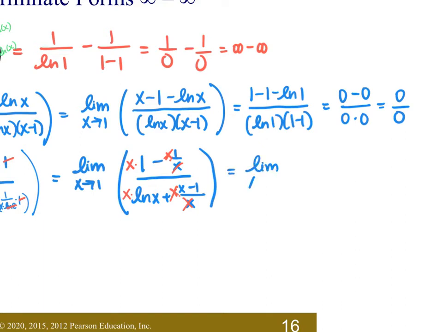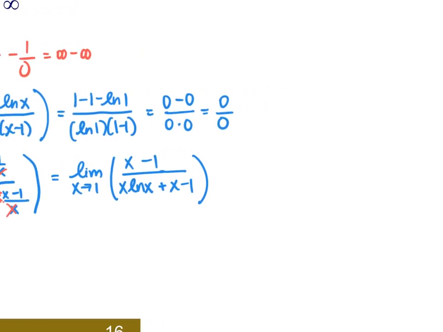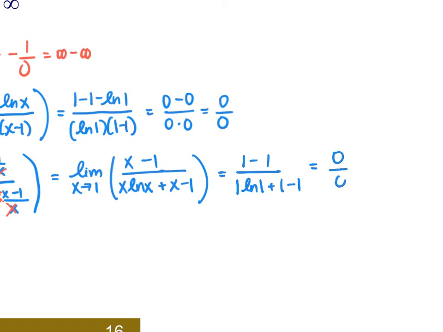and we're going to have the limit as x approaches 1 of x minus 1 over x ln x plus x minus 1. We'll plug 1 in here. That will give me 1 minus 1 over 1 times ln 1 plus 1 minus 1. 0 over 0 again. Oh, at this point you're probably going, oh, yay. Okay, one more time. I promise it works out this last time.